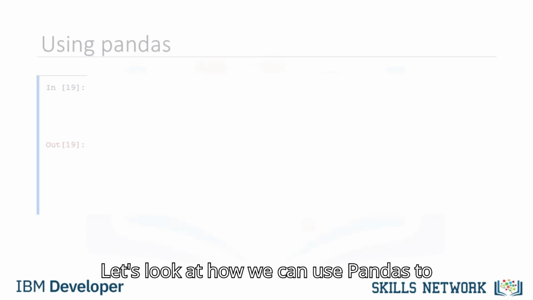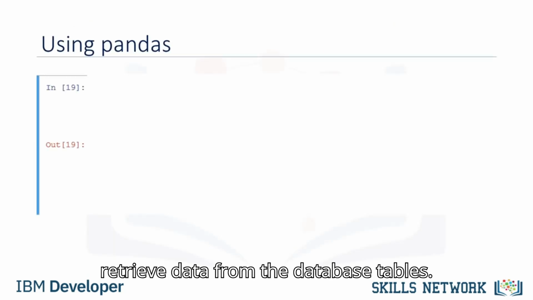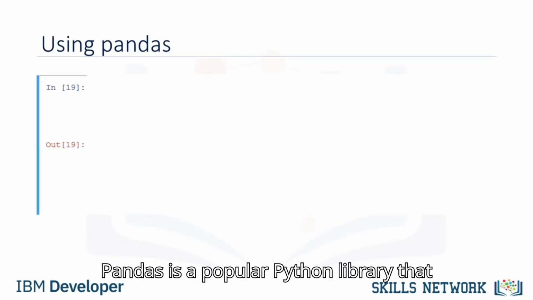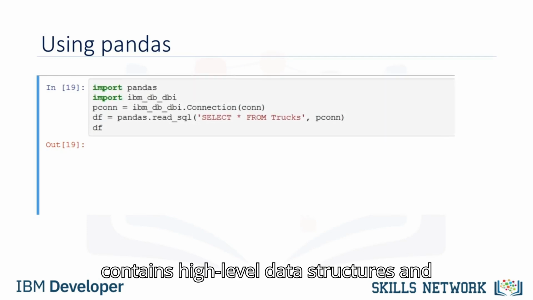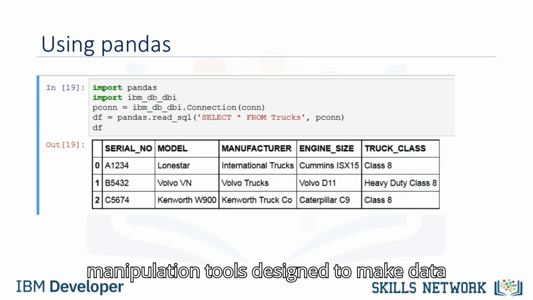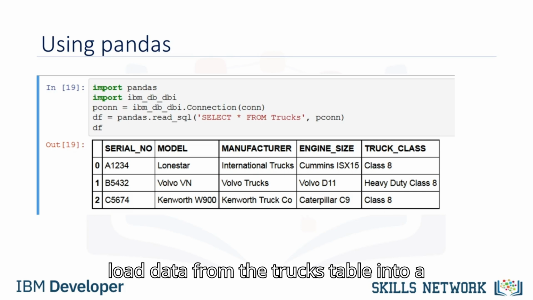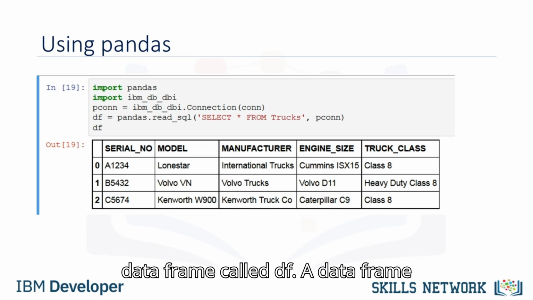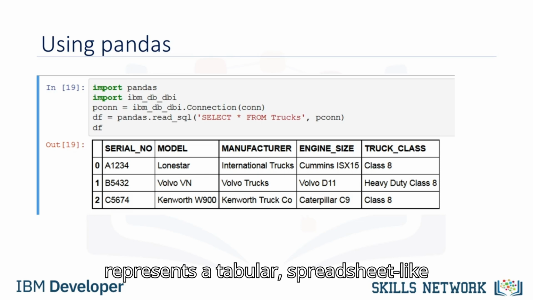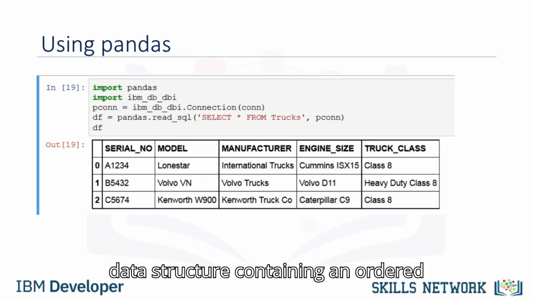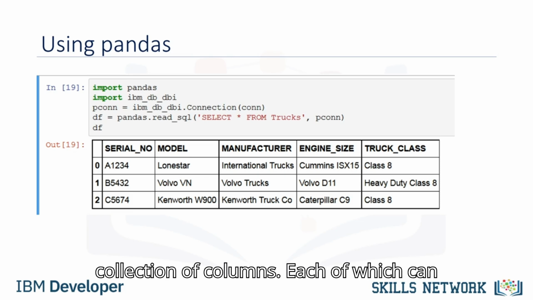Let's look at how we can use pandas to retrieve data from the database tables. Pandas is a popular Python library that contains high-level data structures and manipulation tools designed to make data analysis fast and easy in Python. We load data from the trucks table into a data frame called df. A data frame represents a tabular spreadsheet-like data structure containing an ordered collection of columns, each of which can be a different value type.